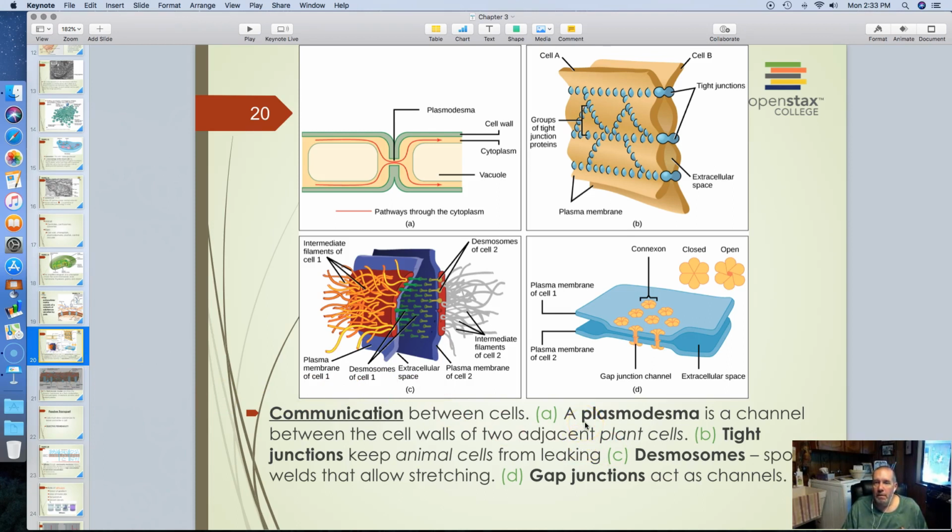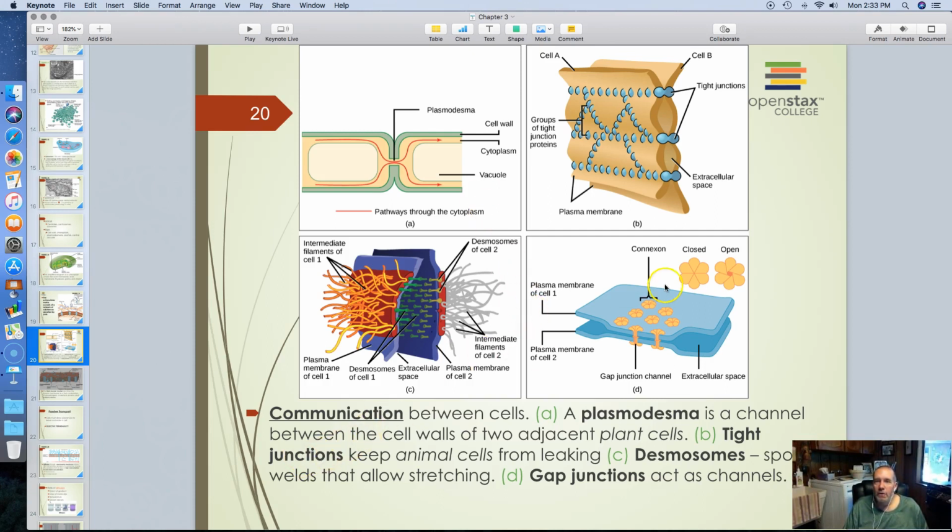There are types of connections called plasmodesma. These are channels between cell walls of two adjacent plant cells. So again, these would be the way that two plant cells are connected. Here's one plant cell, here's the other one. And there's basically just this little opening, this little channel called a plasmodesma, which allows materials that are circulating inside of this cell to be able to go into that cell, and then the next one and the next one, until that material gets wherever it's needed inside of the plant.